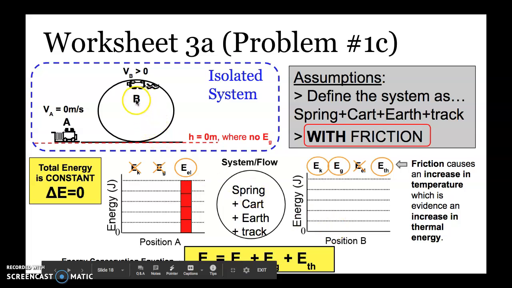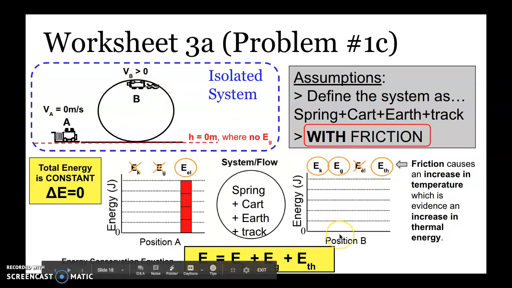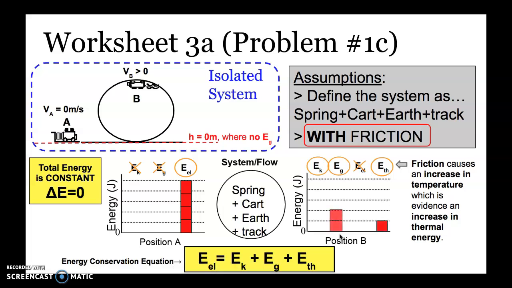To be consistent with what I did before, I said before that this thing had 2 blocks of gravitational energy. If it gets to the same height in this scenario, even though there's friction, I'm going to go ahead and say that the gravitational energy account is still going to have 2, which means that 2 blocks of energy have to be divided between the kinetic energy and thermal energy account.